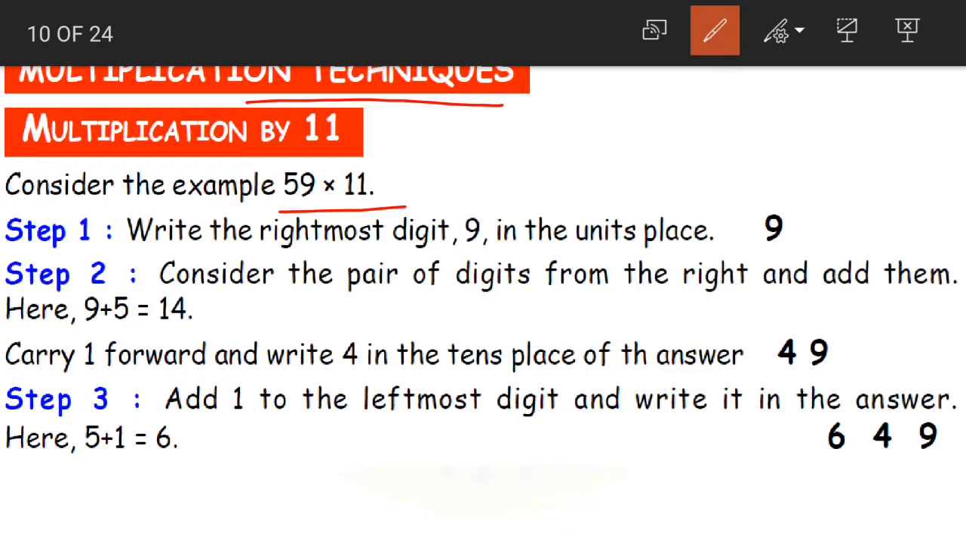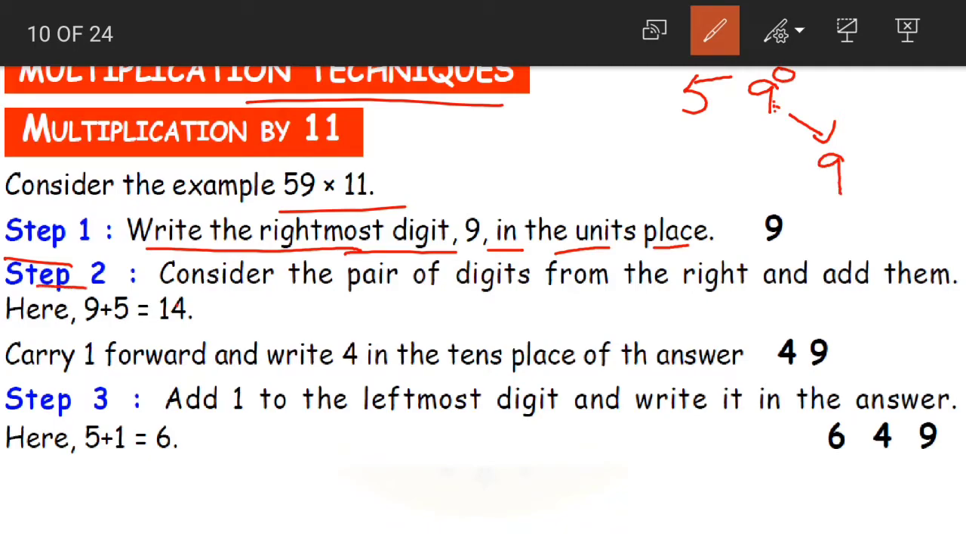How? The first step is to write the rightmost digit 9 in the units place. See what is the number here? 59. So this digit, the rightmost digit, that is the digit in ones place, write it in the units place.